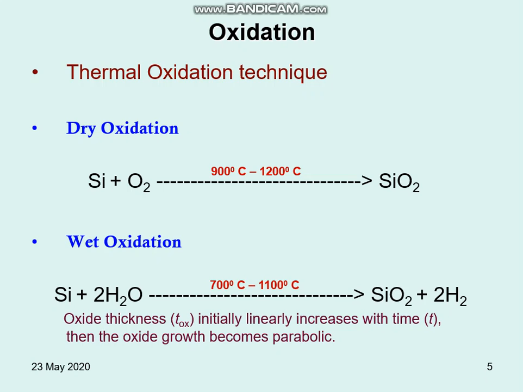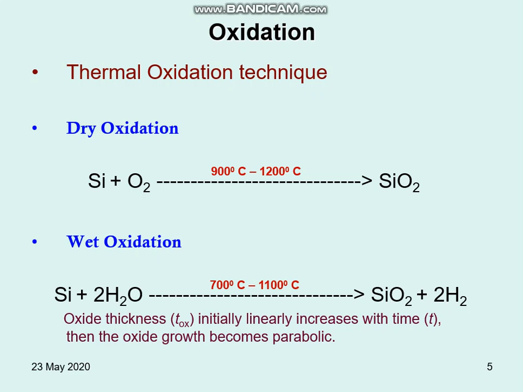Now basically it is of two types, dry and wet. Depending upon the name itself, if it is silicon, the moment it gets added with the oxygen, in the presence of 900 to 1200 degrees centigrade, it becomes an oxide material, a dielectric, which we call SiO2. Similarly, if there is moisture with silicon, so silicon plus 2H2O, in the presence of 700 to 1100 degrees centigrade, we get SiO2 plus hydrogen.